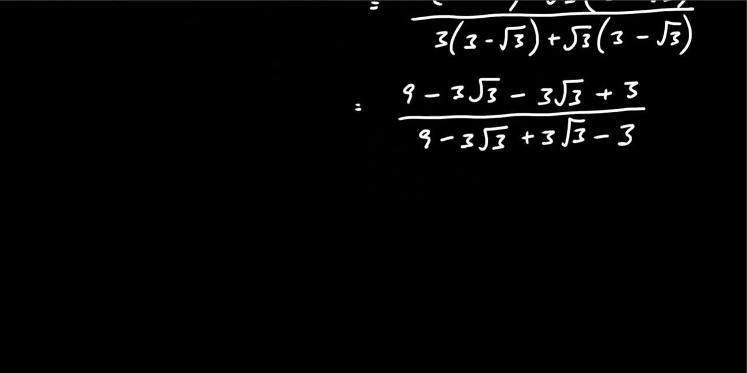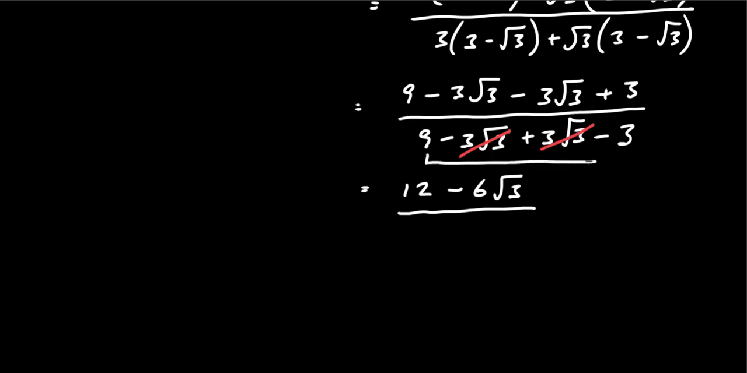So we have on the top, we have 9 plus 3, which is 12. We've got minus 3 root 3 minus 3 root 3, so that's minus 6 root 3's if you like. And then on the bottom, we've got minus 3 root 3 plus 3 root 3, so they cancel, or they just give us 0 if you like. And then on the bottom, we simply end up with 9 minus 3, which is 6. And that's what we did when we did it the difference of two squares method.